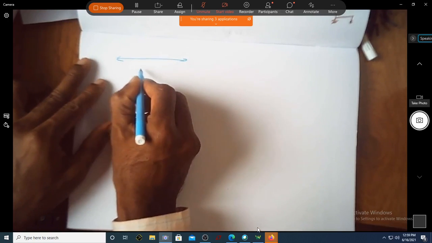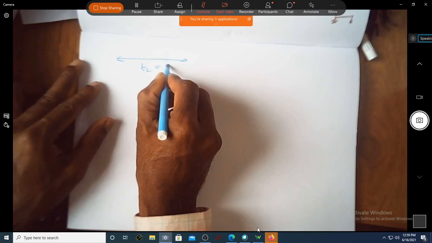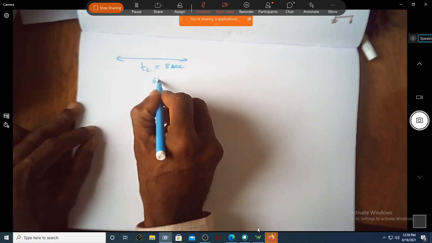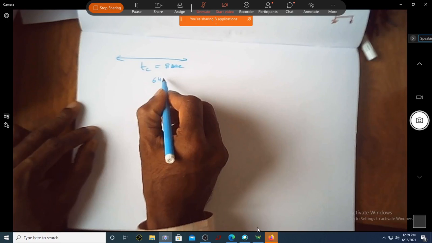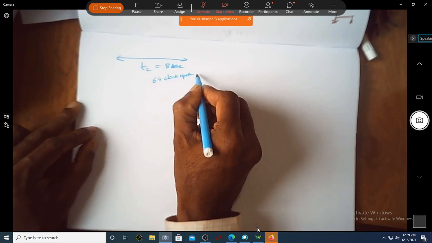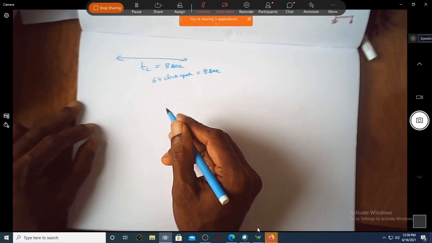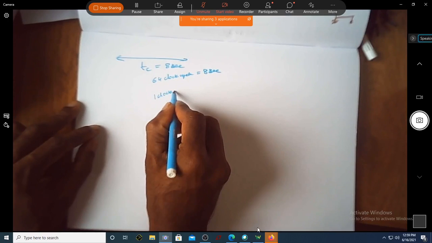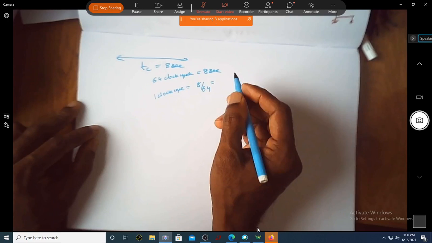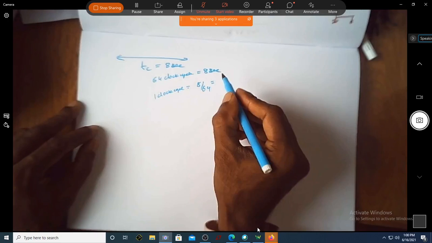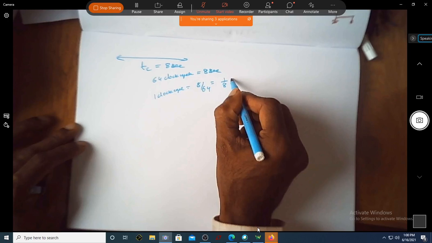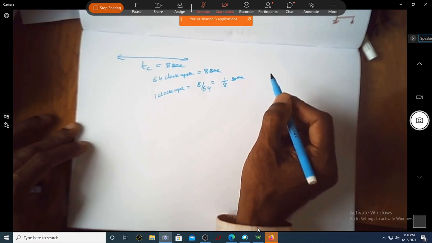If the TC, that is time of conversion, needs to be 8 seconds, and 64 clock cycles are required, correct? Am I correct? 64 clock cycles is equal to 8 seconds. Then what is 1 clock cycle equal to? 8 by 64, correct? How much is 8 by 64? Is it 1 by 8?